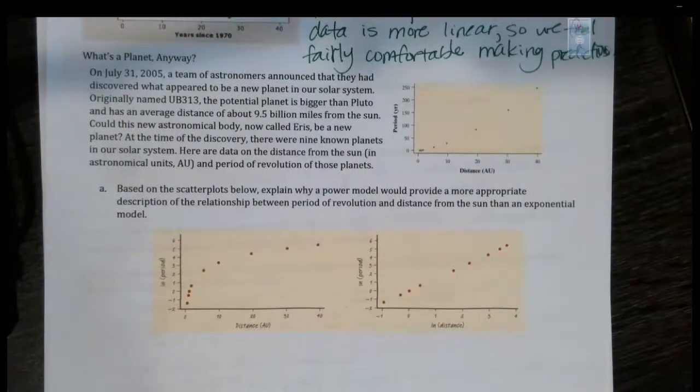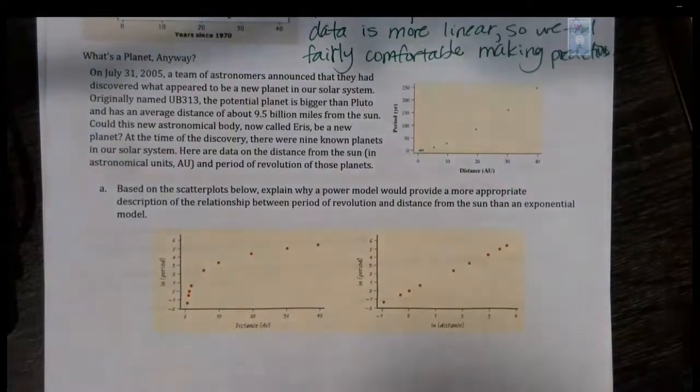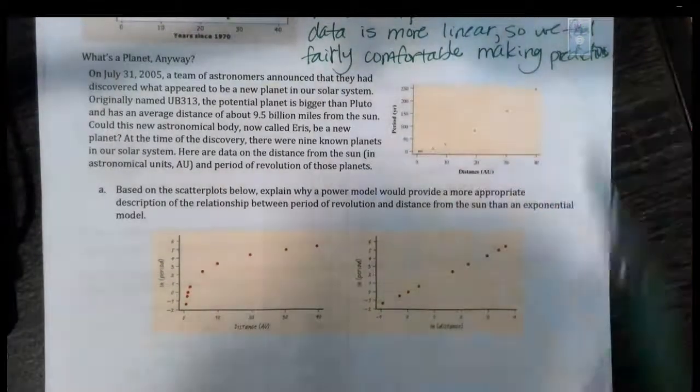So what's a planet anyway? On July 31st, 2005, a team of astronomers announced that they had discovered what appeared to be a new planet in our solar system. Originally named UB313, the potential planet is bigger than Pluto and has an average distance of about 9.5 billion miles from the Sun. Could this new astronomical body, now called Eris, be a new planet? At the time of the discovery, there were 9 known planets in our solar system. Here are the data on the distance from the Sun in astronomical units, AU, and the period of revolutions of those planets. So we have our distance versus the period.